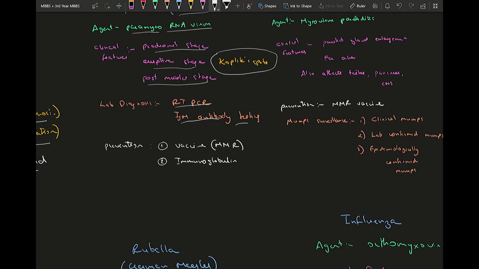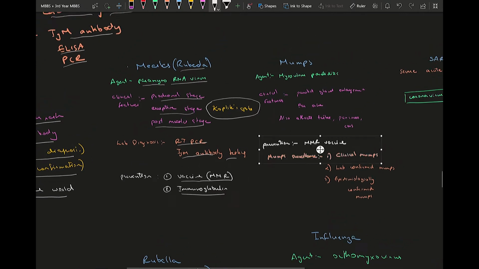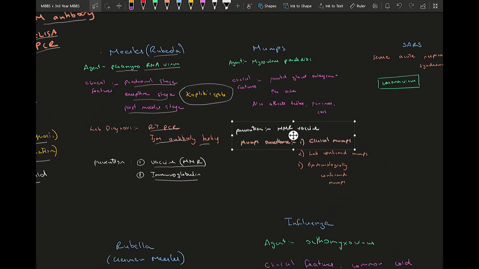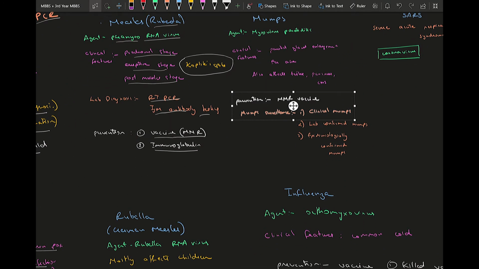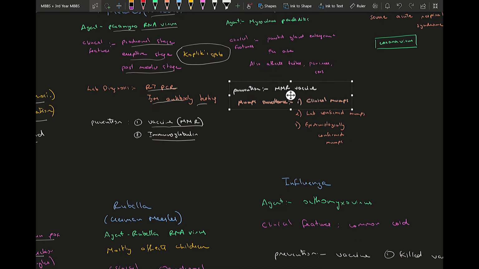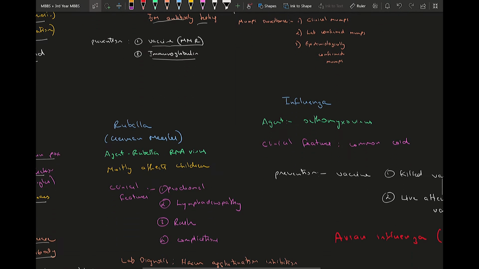Again, prevention is by the vaccine called MMR. This is the same vaccine we use for mumps, measles, and rubella. And there's passive immunization using immunoglobulin. The MMR vaccine is given in three shots at 6, 10, and 14 weeks, intramuscularly in the anterolateral part of the thigh. So that's a general thing about that vaccine.